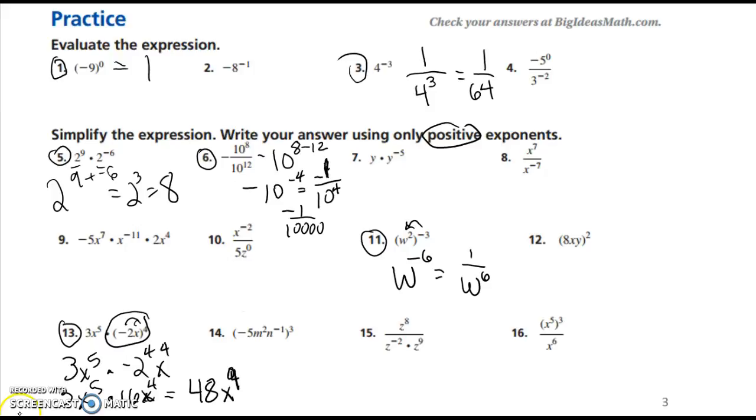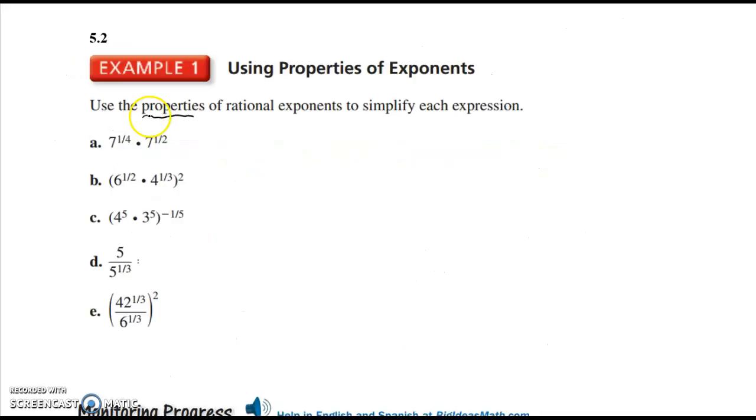Now let's move to example 1 of 5-2. So we're going to use the same properties we just went over for example 1. So we have 2 the same bases, 7. And so what we're going to do is add their exponents when we multiply. So 1/4 plus 1/2. So we're adding fractions, so we actually have to make common denominators. The denominators will be 4s. So for me to change this 2 to a 4, I had to multiply the top and bottom by 2. So now I have 1/4 plus 2/4, which is 7 to the 3/4.